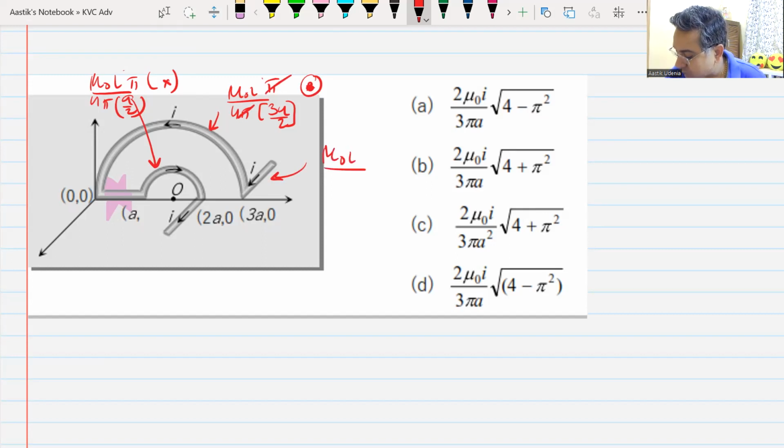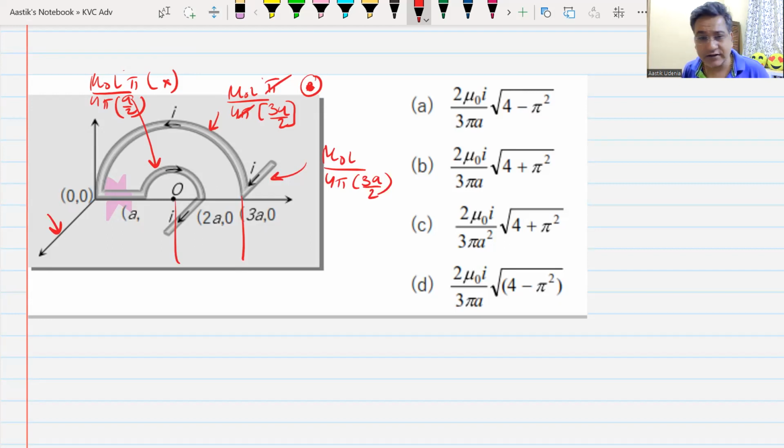Sir, it is mu naught I by 4 pi into 3a by 2 cos theta into 1 minus sin theta. Huh? Cos theta, sin theta? I don't know what you're saying. The distance is this much, 3a by 2. It is a semi-infinite wire. It is coming from the z-axis. I don't know whether you understood this or not. That is why the z-axis is given. It is coming from inside of the board.